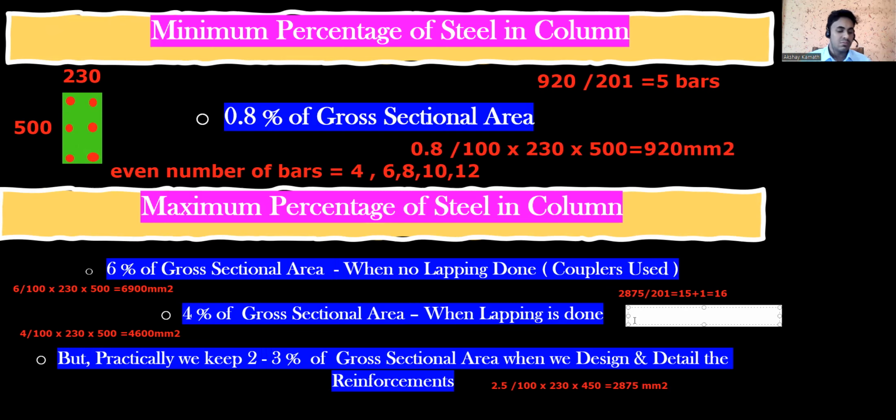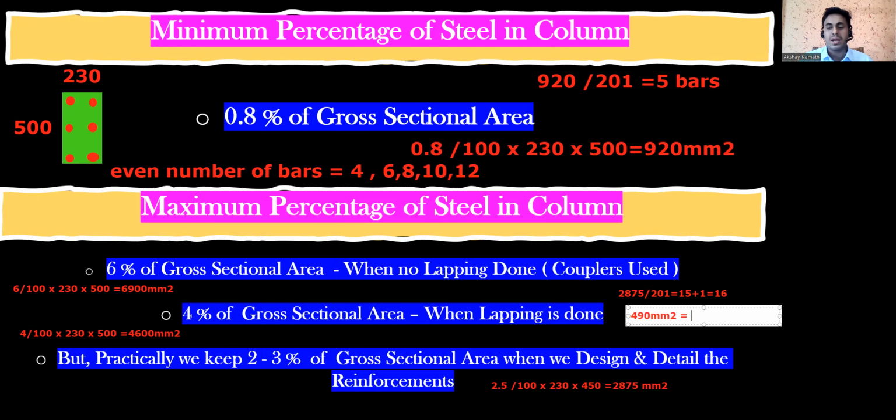I'll do it. Sorry, wait. Pi by 4 into d square. 3.14 by 4 into d square. D square is 25 into 25. Yeah, 490 I'm getting. 490 I'll consider. Okay, 490 mm square. You're getting what I'm trying to do.